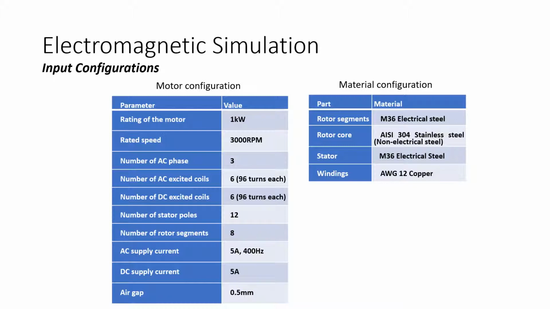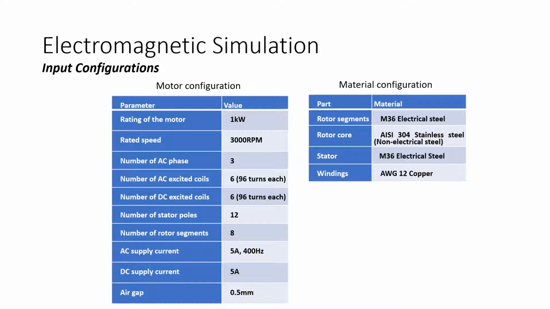This slide shows the input configurations for the simulations that we have performed. The motor that we designed was such that its rating was 1 kilowatt and its rated speed 3000 rpm. The number of stator poles that was chosen in the design was 12, and since the AC and DC coils are alternate on the stator poles, there are 6 each of AC and DC excited coils. The number of rotor segments chosen was 8 to reduce vibration levels, and the AC and DC supply currents were 5 amperes each. The air gap maintained between the stator tooth and the rotor segments was 0.5 mm.